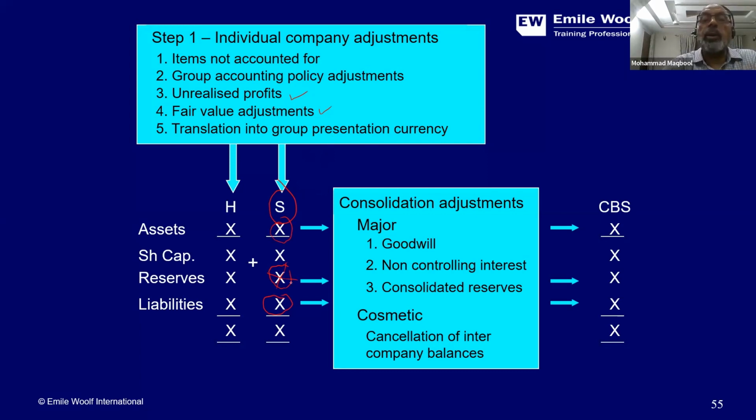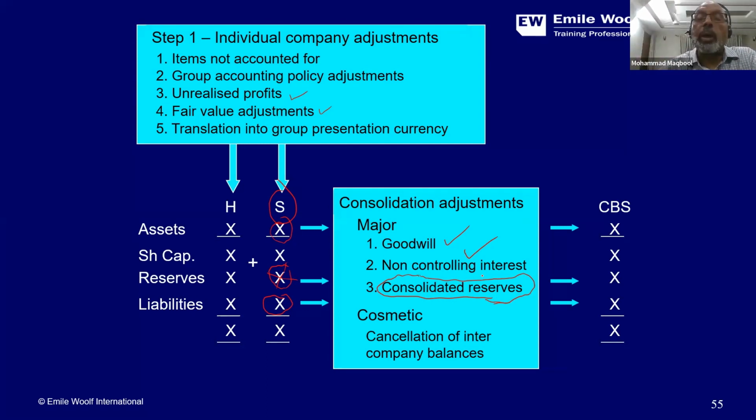I'll look at the consolidation in a minute. When you do the consolidation, you need to work out two things: goodwill and non-controlling interest. And also you need to work out consolidated reserve. A consolidated reserve is basically the holding company's own reserve plus their share in the post-acquisition reserve of the subsidiary company. We'll talk about that. So this is a major consolidation.